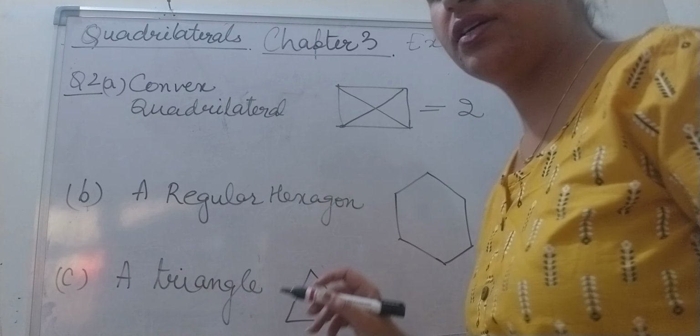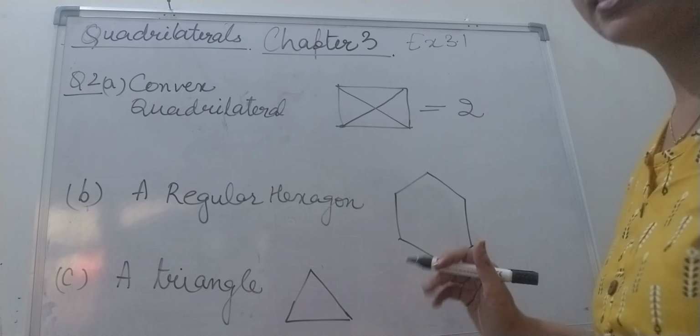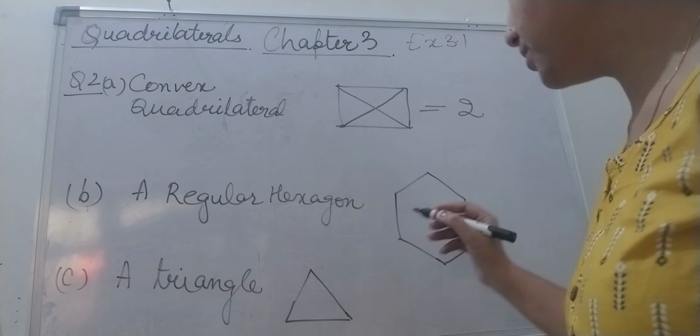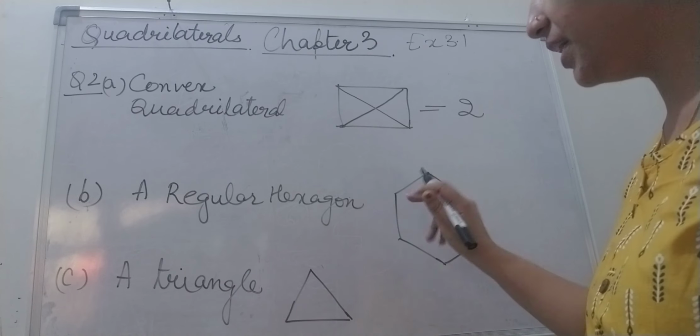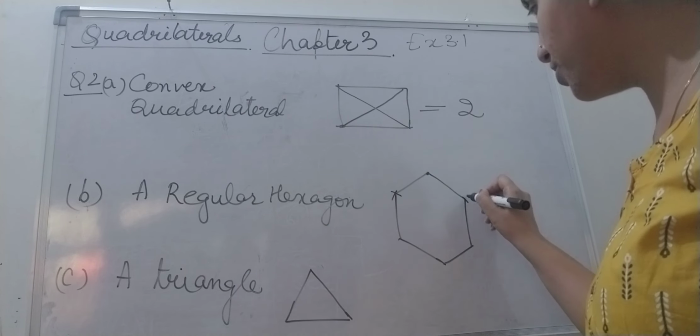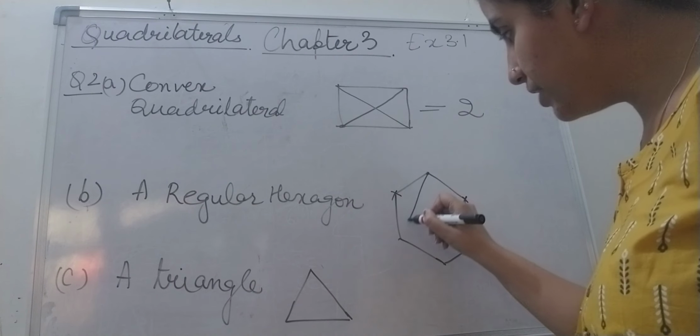For a regular hexagon, if you see the figure, hexagon means 6 sides. We have to draw the diagonals. We start from one vertex. We will leave the consecutive vertices and join the remaining.